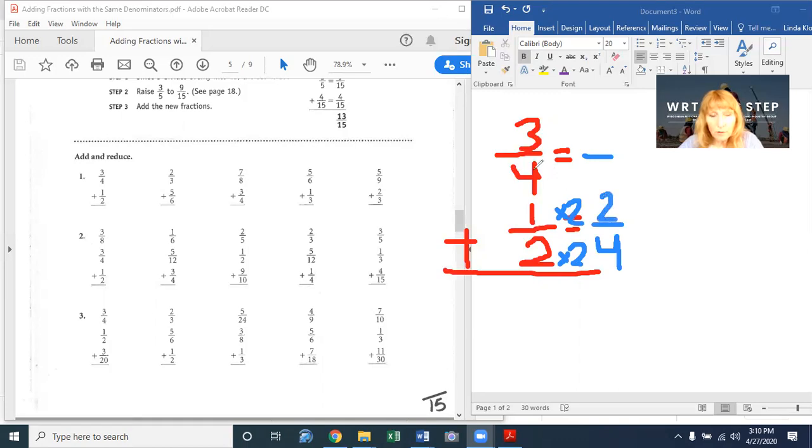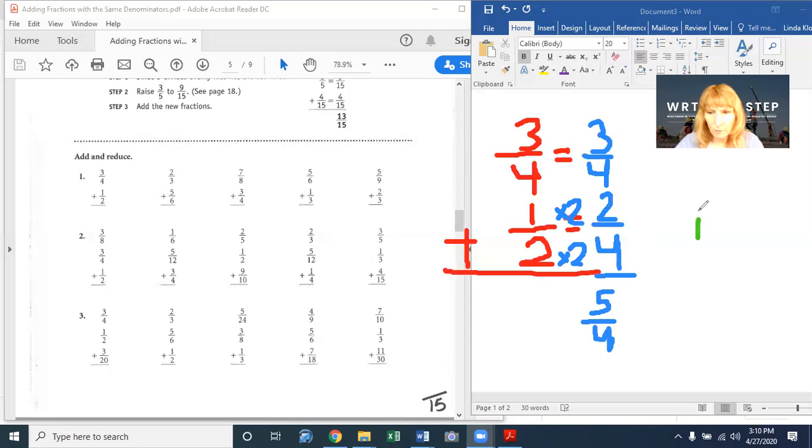Now this 3/4, we don't really have to change it, do we? Because it's already got a 4 on the bottom. So I'm just going to rewrite it next to it, just so everything lines up. So now we can add 3/4 plus 2/4 because we're talking about the same sized pieces. So 3 plus 2 is 5. And again, it's fourths. We're still never going to add those bottom numbers together. And now you'll notice that 5/4 is improper. So we'll change colors again.